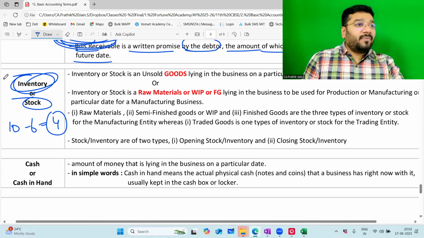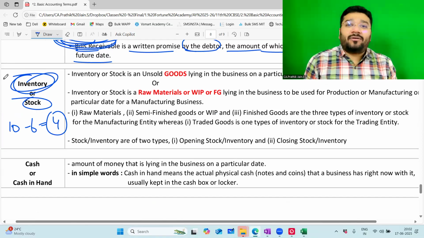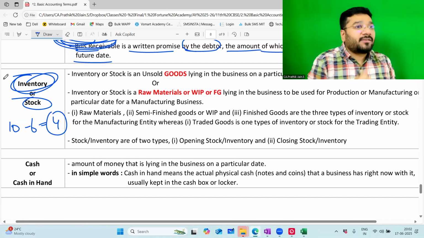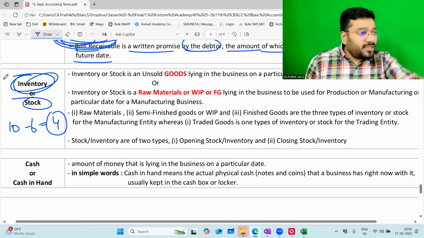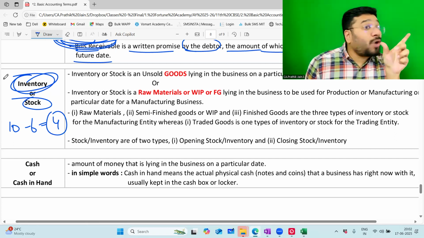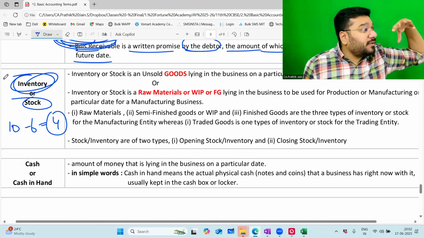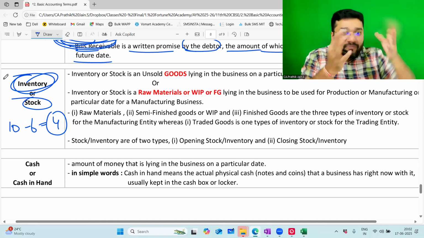Stock means what? A group of anything is stock. So if I have multiple pens in hand, stock it is. Multiple chairs, this is a stock of chairs. Stock is a very broad term. You're representing a group of items. You say a group of something is stock.